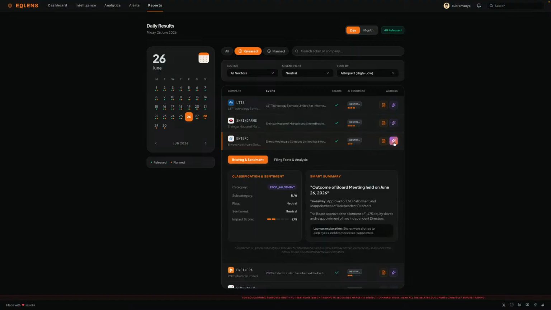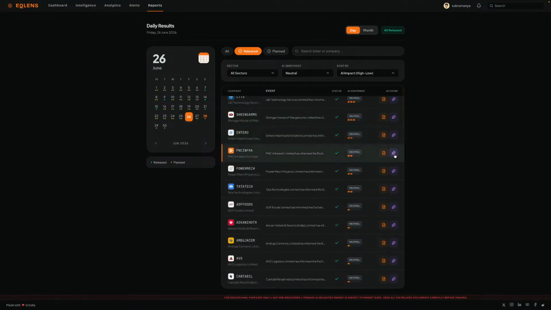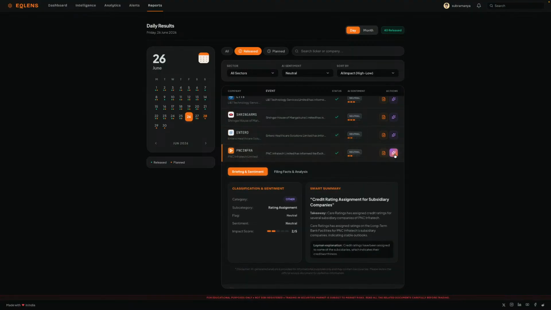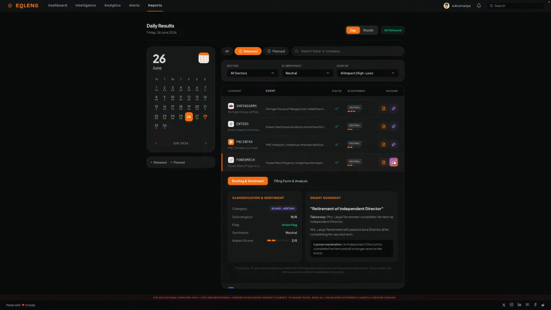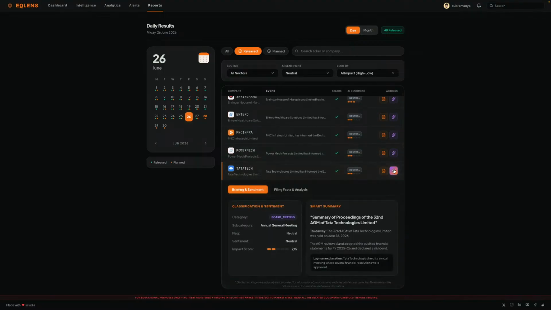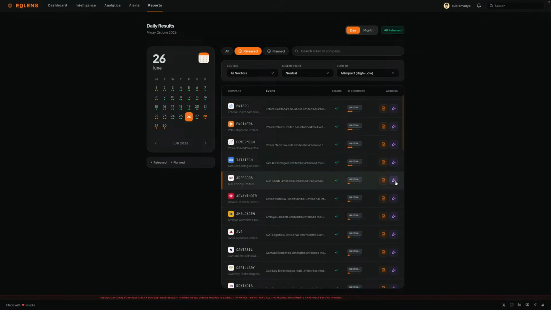Entero, which saw outcome of the board meeting, it was there in positive as well. Neutral: PNC Infra credit rating assignment for subsidiary companies. Power Mech retirement of independent director. Tata Chemical summary of proceeding of 32nd AGM board meeting.